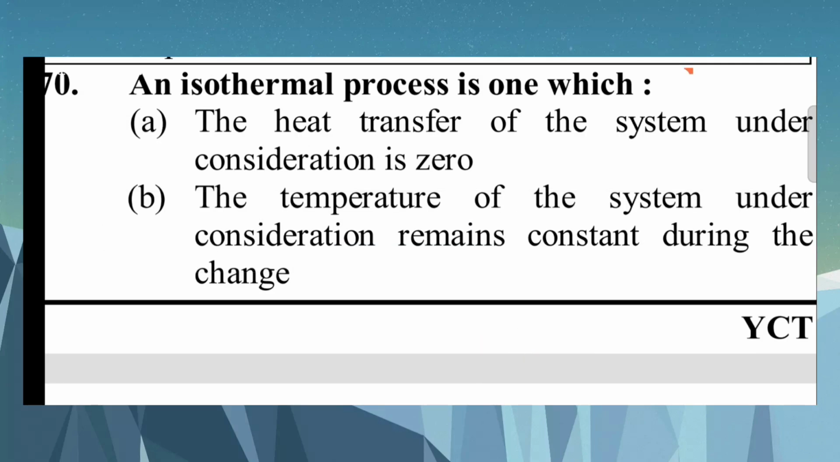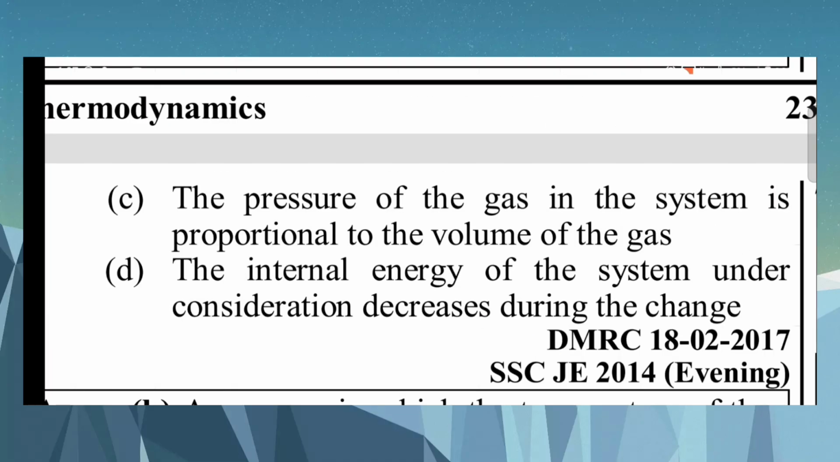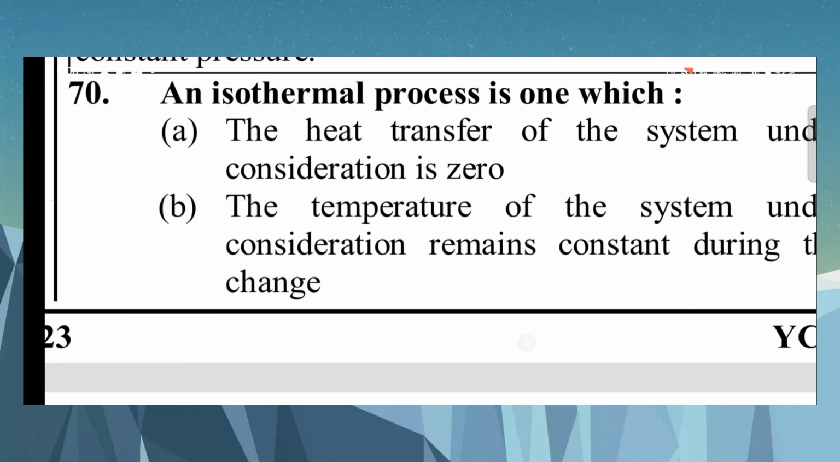Question number 70. An isothermal process is one which: A, The heat transfer of the system under consideration is zero. B, The temperature of the system under consideration remains constant during the change. C, The pressure of the gases in the system is proportional to the volume of the gases. D, The internal energy of the system under consideration decreases during the change. Isothermal process is one in which the temperature of the system remains constant during the change.